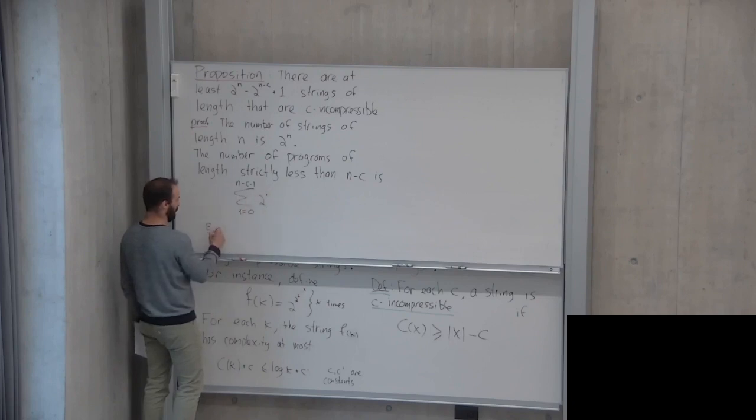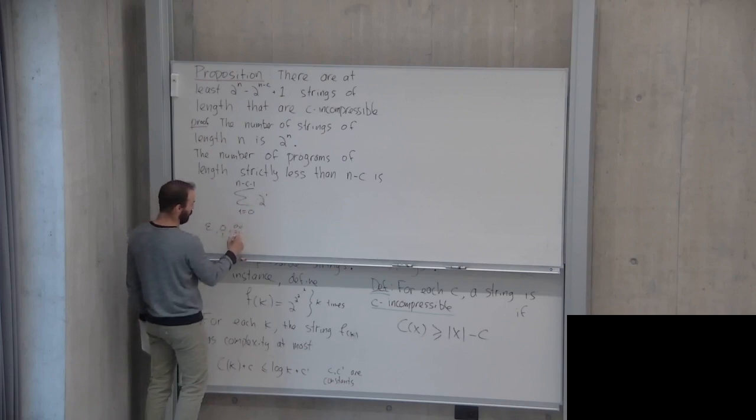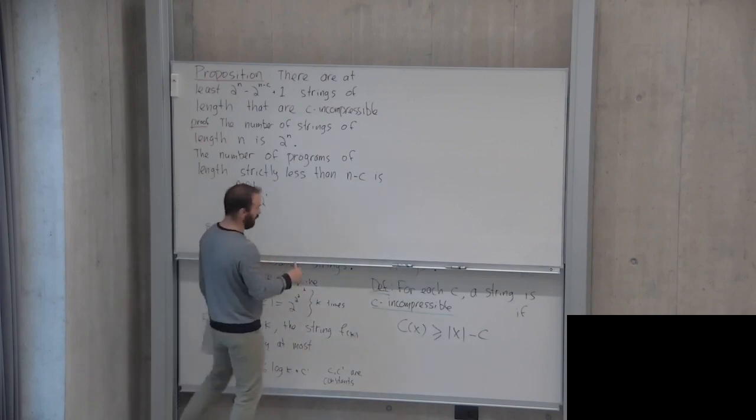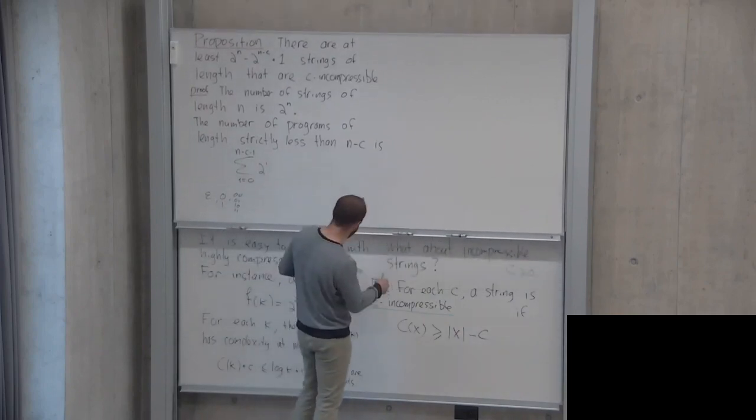I have 1 program of length epsilon. I have 2 programs of length 1. That's the second term, which would be 2, when i equals 1. And then I've got 00, 01, 10, 11. I've got 4 programs of length 2, that would be when i equals 2, and so on, until i equals n minus c minus 1.